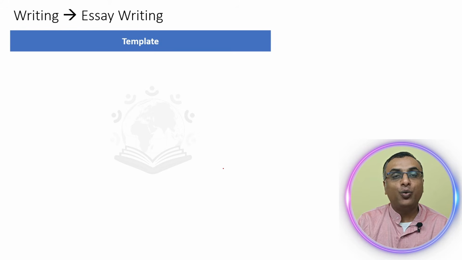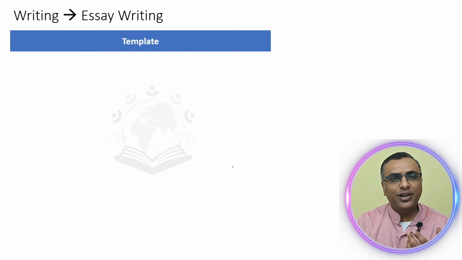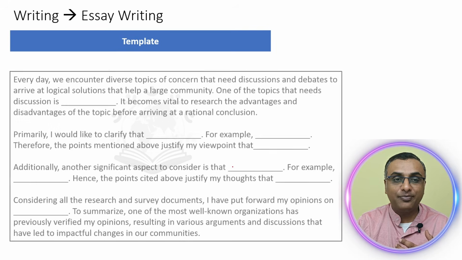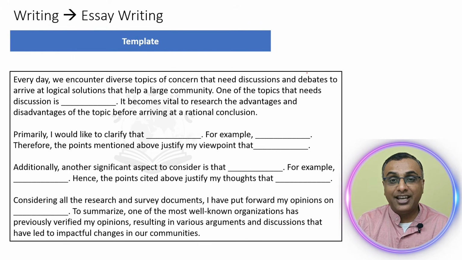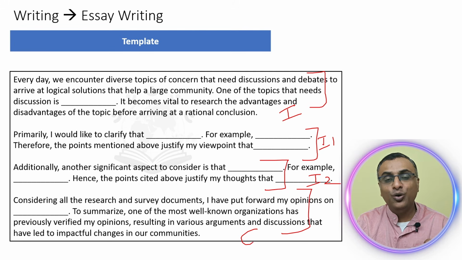Previously, you had understood the types of sentences: simple, complex, and compound. Now, let's go ahead and look at the template, which will make things even simpler. This template has an introduction, a place for idea 1, then idea 2, and then the conclusion. It is divided into 4 parts.